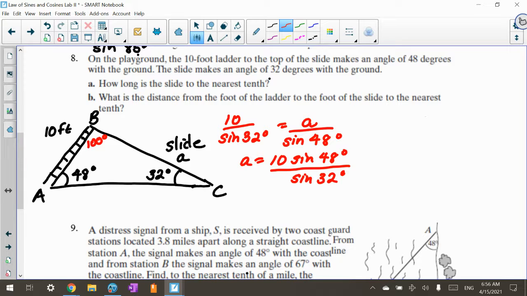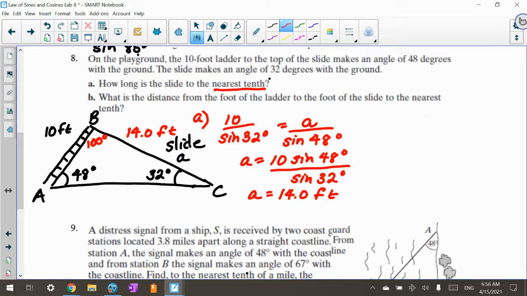So when I put this in here, and they said, how long is the slide to the nearest tenth? So I always have to look. So the slide actually comes out even because when you round it, it comes out to be 14.0 feet. So this is my slide, 14.0 feet. I just found that. Okay, so that's good. We found the slide. Now, what do they want me to do? So this is A. What do they want me to do for B?